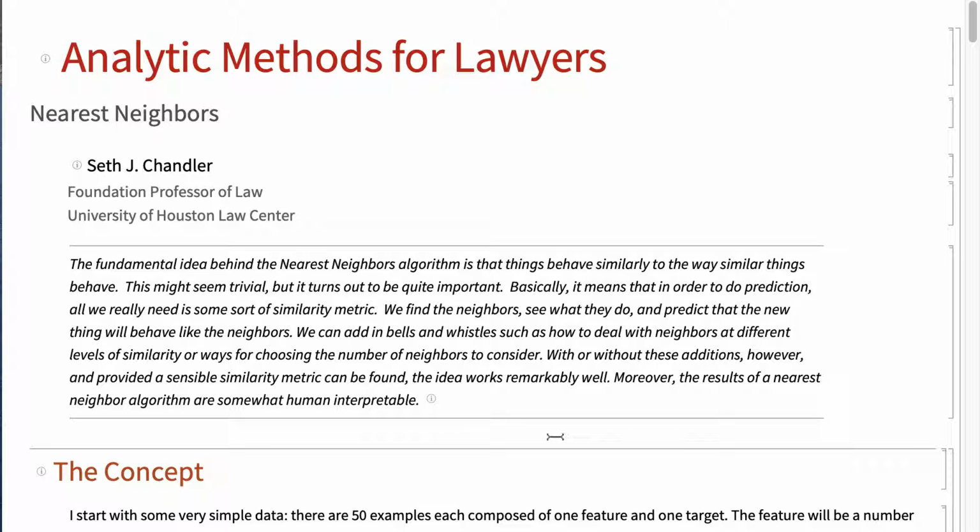Now, yes, we can add in bells and whistles so that maybe we weight our closer neighbors more than the more distant neighbors, and we have to consider how many neighbors to choose. But nearest neighbors ends up working remarkably well, provided you can find a sensible similarity metric. The other virtue of the nearest neighbors algorithm is that you can actually, once it is constructed, explain to someone why the machine made a particular decision in a particular case. Or at least you can do so if the person hearing you doesn't ask too many questions.